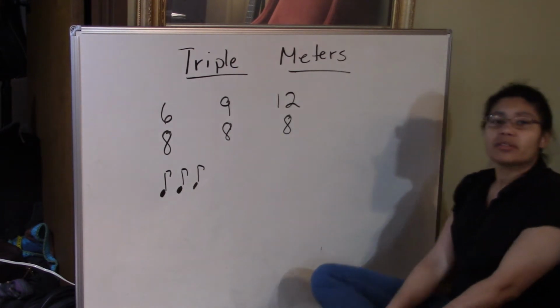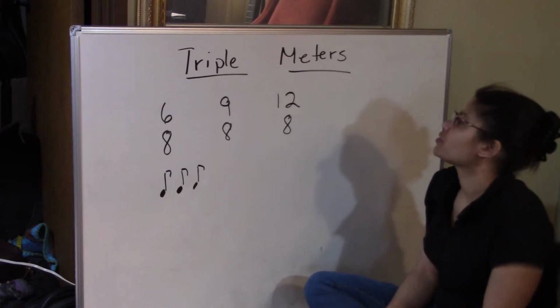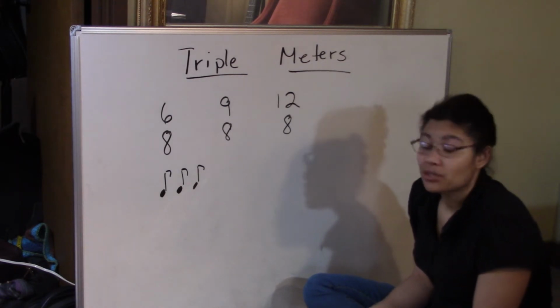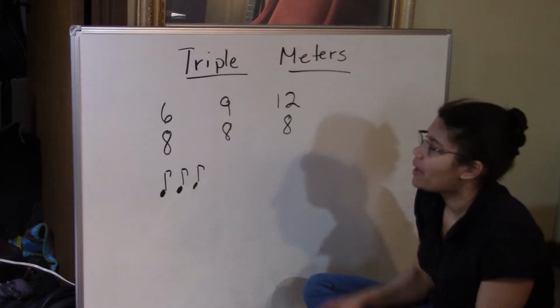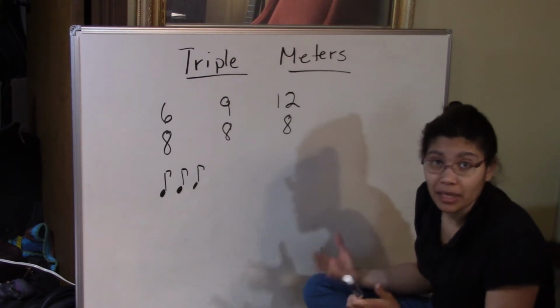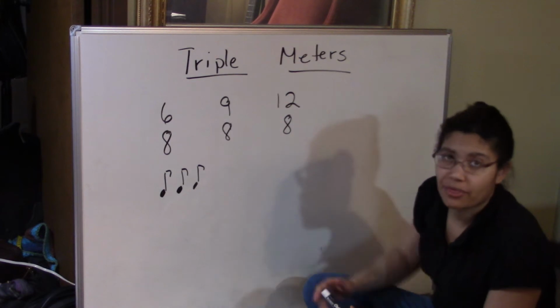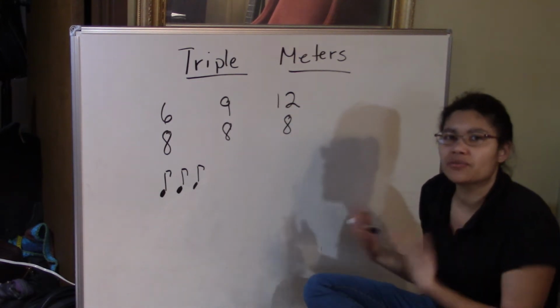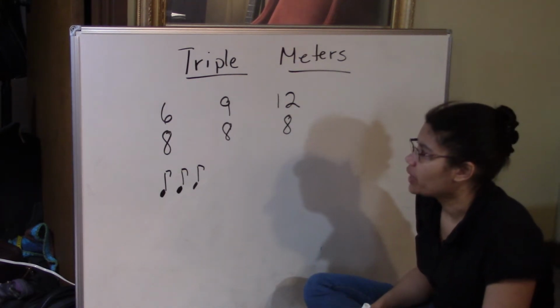This is a video that's going to talk about triple meters. Just as it implies, we're going to talk about meters that have a big beat divisible by 3. And I'm going to say big beats versus small beats. Let's take a look at this, break this down.